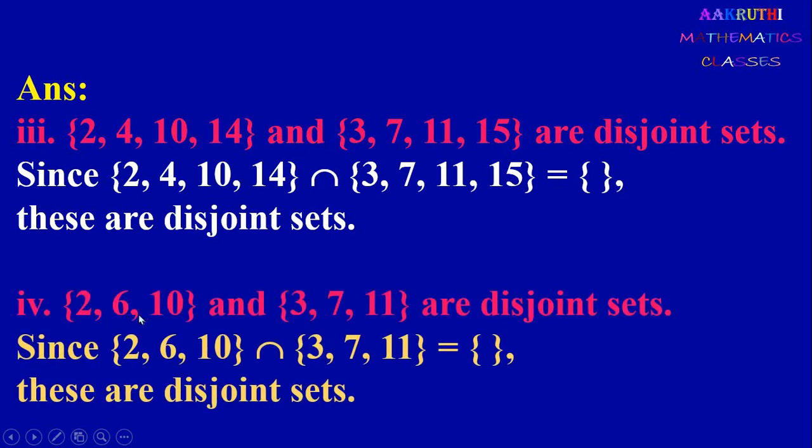Next question it is 2, 6, 10 and 3, 7, 11, whether they are disjoint or not. Now here also there is no common element, so therefore intersection is empty set, so therefore they are disjoint sets. So these two sets are disjoint sets.